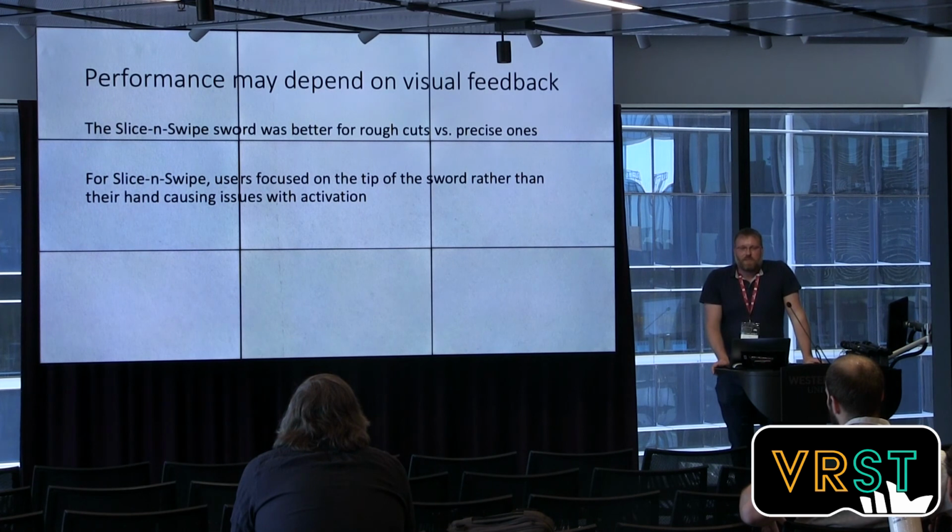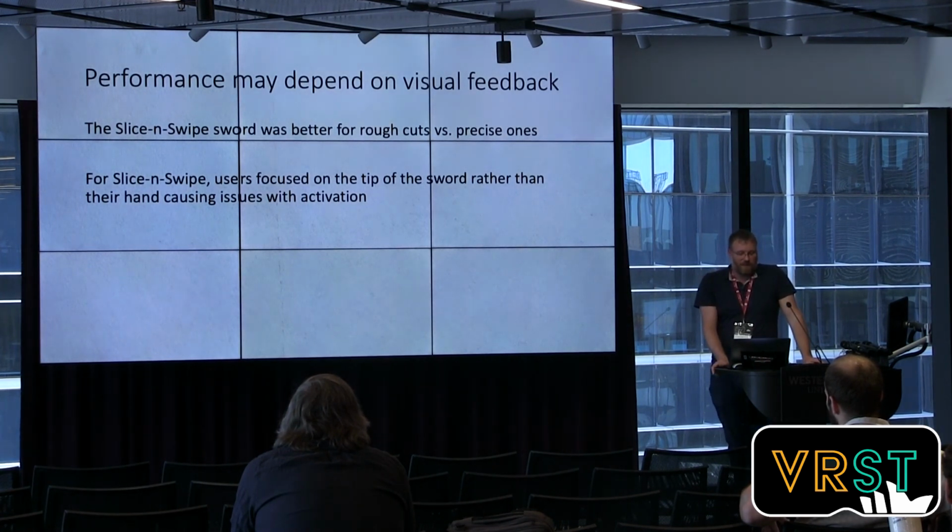We also noticed that performance probably depends a lot on visual feedback. So our implementation of Slice and Swipe used this sword, and we found that it seemed to work best for really rough cuts, but users had a lot of trouble trying to get it to be precise in their cuts. The other thing we noticed is that they tend to focus on the tip of the sword rather than their hand, and the activation threshold we used for the hand movement was based on the hand, not the tip.